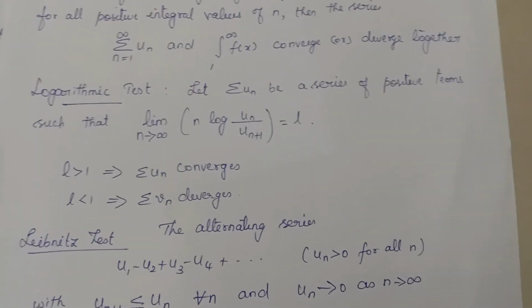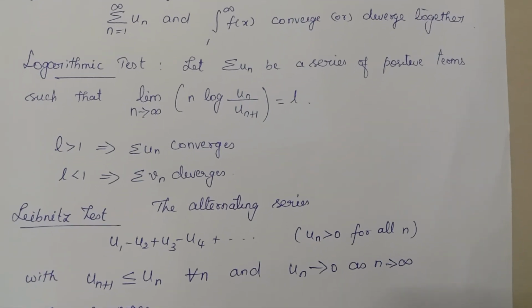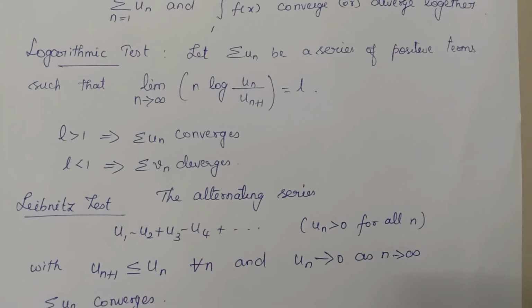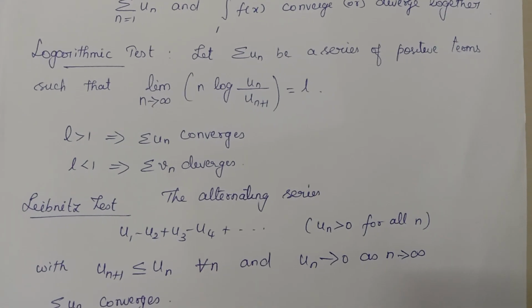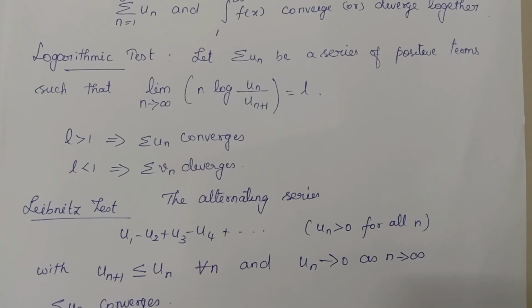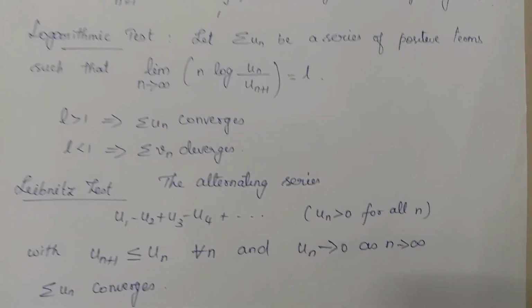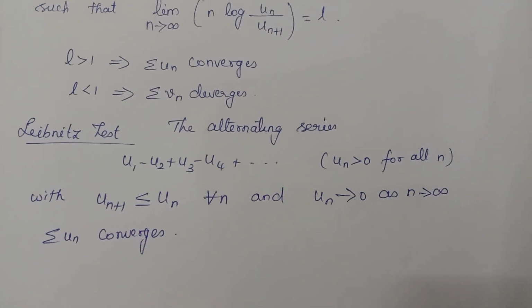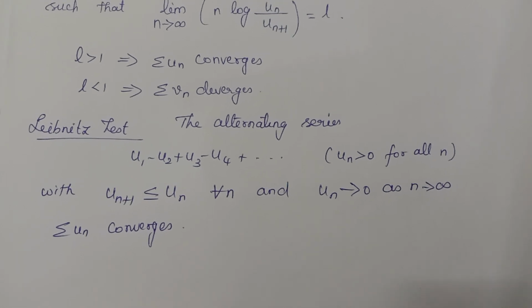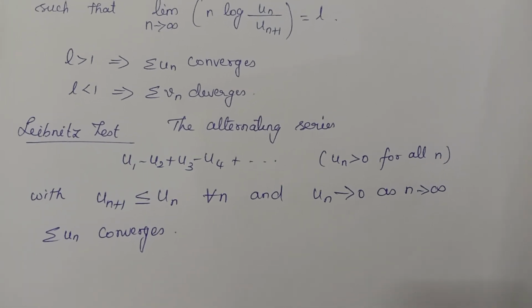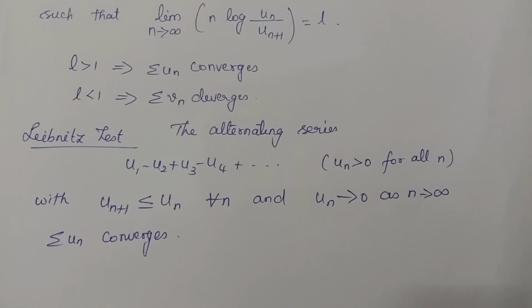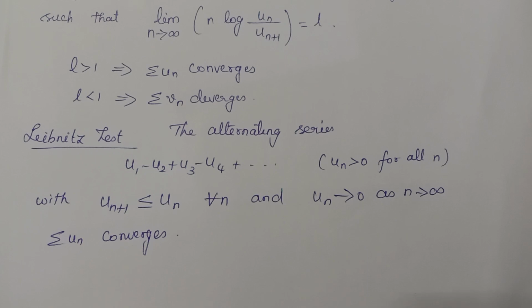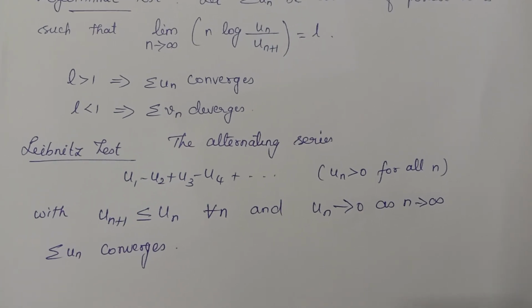Next one is the logarithmic test. This test conveys that if the limit of n into log of un by un plus 1 is equal to L, then for L greater than 1 the series converges, and for L less than 1 the series diverges. Next one, Leibniz test. This is for alternating series u1 minus u2 plus u3 minus u4 etc., with un plus 1 less than or equal to un and un tends to 0, which implies the series is convergent.